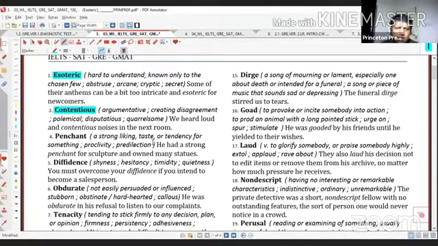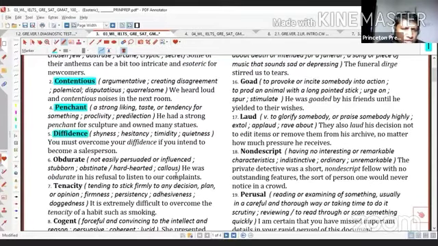Some we heard loud and contentious noises in the next room. Penchant, he or she has a penchant for something. Penchant মানে knack, আকর্ষণ আছে, strong liking, taste or tendency for something. Predilection, proclivity এটাও a strong desire, strong liking. He had a strong penchant for sculpture. আচ্ছা diffidence মানে কনফিডেন্সের অভাব, খুব shy. Shyness, hesitancy, timidity, quietness. Actually, you must overcome your diffidence if you intend to become a salesperson.